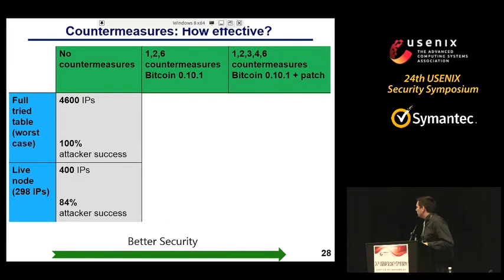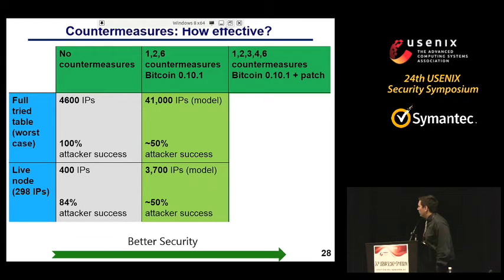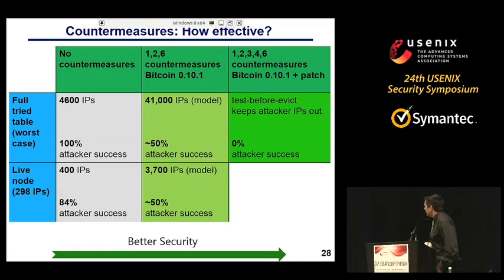How effective are these countermeasures? Well, the countermeasures that are currently deployed, in the worst case scenario with a full tried table, raise the attacker's requirement from about 4,600 IPs to 41,000 IPs, with an attacker success rate of a coin flip. In the live node setting, they increase it by almost a factor of 10 with a lower attacker success rate. And in the worst case with our patch, test before evict is really helpful, because if your tried table is filled with honest IPs, then the attacker can't push any of them out, because they'll all be online. So if you're in a safe state, you tend to stay in a safe state.